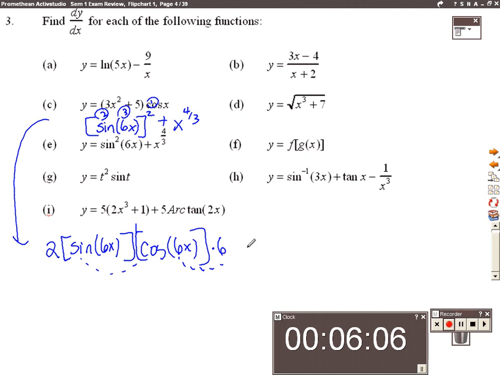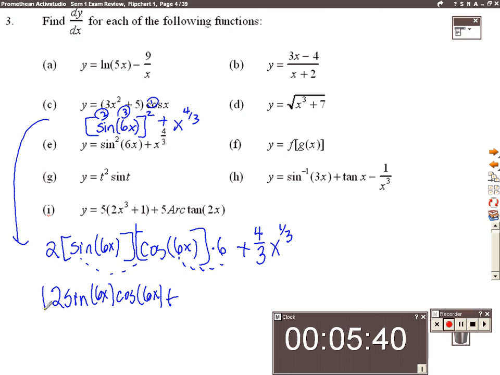Second term, we're going to do simple power rule, so I'll bring down the power and multiply by the coefficient, 4/3 x. Decrease the power by 1. 4/3 take away 3/3 is 1/3. Pretty much the only cleaning that I could do here would make this be 2 sine 6x cosine 6x. Oops, I forgot the 6 in the back. Let's make that a 12 plus 4/3 x to the 1/3.